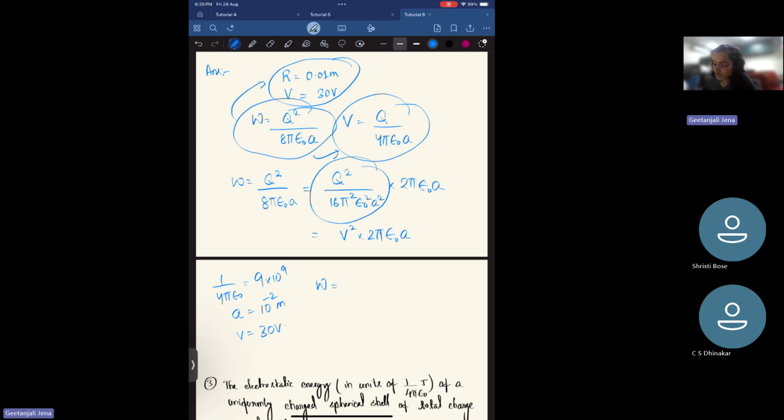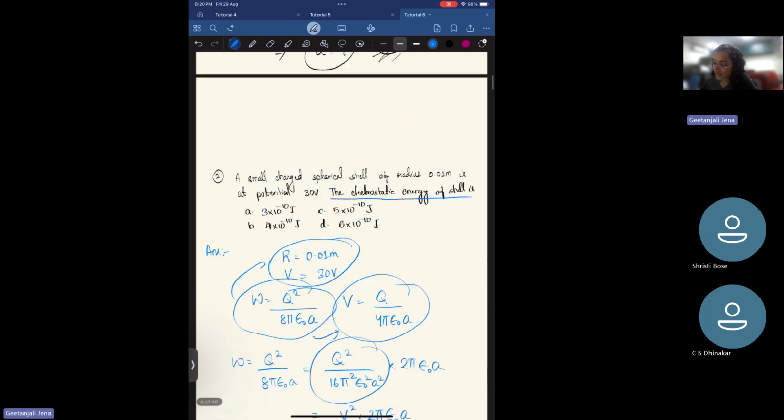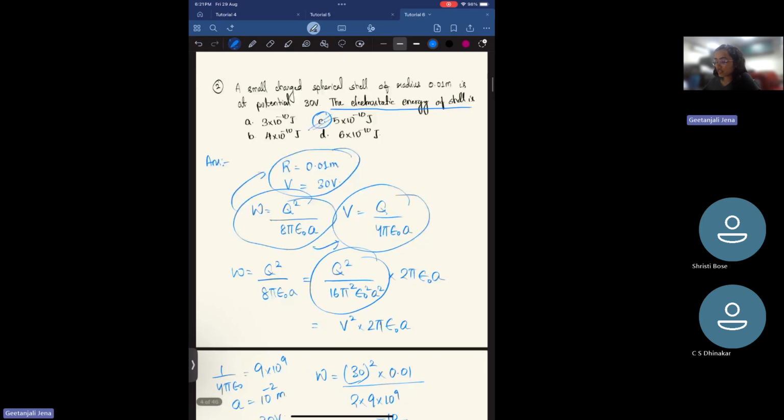So work done will be, the electrostatic energy will be 30 square into 9 into 9 is 0.01. So this will give 5 into 10 to the minus 10 joules. So answer will be option C. Okay. This is a direct formula based problem.